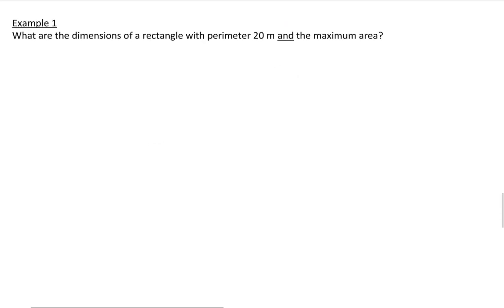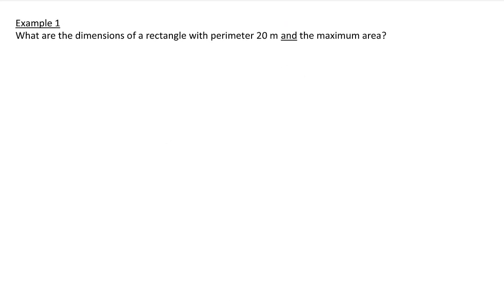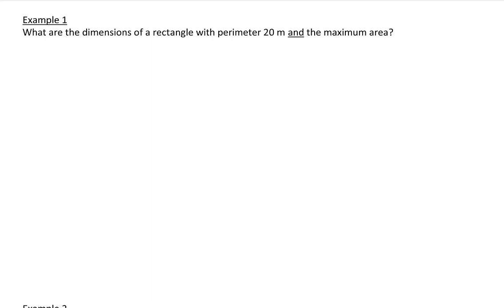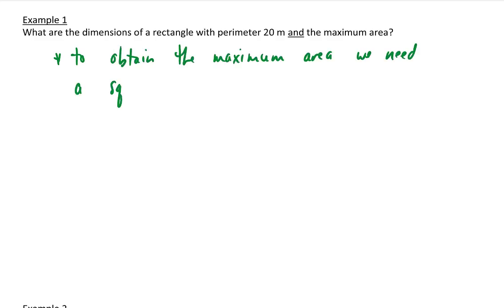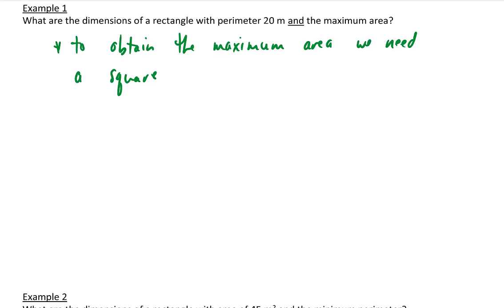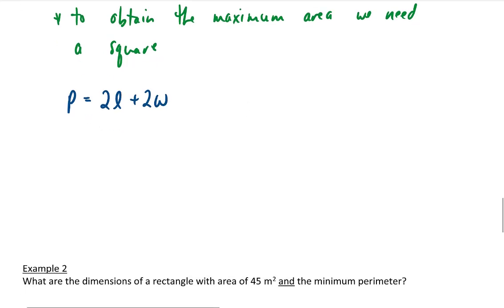All right. So now with that information, what are the dimensions of a rectangle with a perimeter of 20 and a maximum area? So to answer that, we know now to obtain the maximum area, we need a square. And in this question, we're given the perimeter. Remember, the perimeter is equal to 2 lengths plus 2 widths. But since this is a square, we know that the lengths are equal to the widths. So if we draw a square, all 4 sides are the same, so we can call them all lengths.